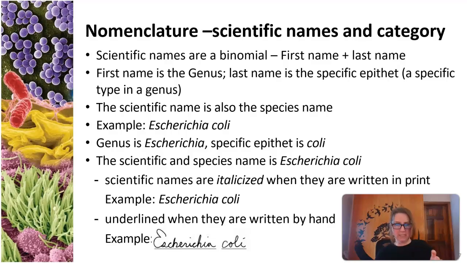Typing, it is always in italics. Now, we know that sometimes we turn in papers or labs and things like that, we might turn them in hard copy. And when we do that, we need to write the name in cursive and then underline it. If you don't write in cursive, then you would just simply write it in script and then underline it. You notice that the example Escherichia coli has now been written with its underline.